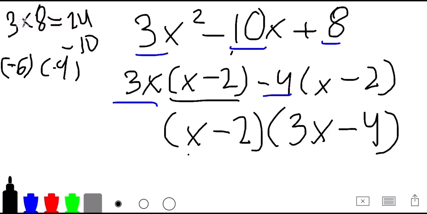And there we have it. We just factored out a really tricky trinomial. It's very tricky, but once you get the hang of it, it's quite easy with practice.